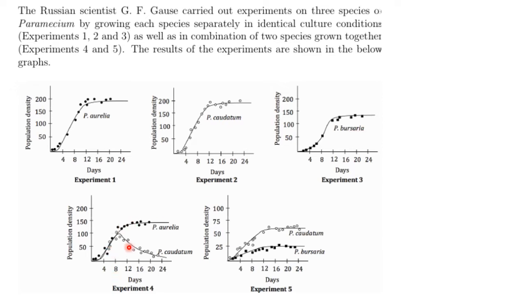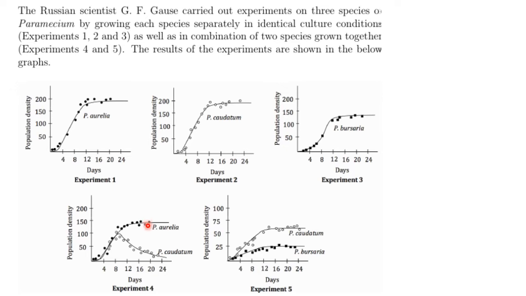Then he grew two different paramecium together, that is Paramecium aurelia and Paramecium caudatum, and Paramecium caudatum and Paramecium bursaria. Now what he observed was, the paramecium grew in the laboratory conditions, but after a certain density of the population, it became steady, that is it reached its carrying capacity, that is the rate of division has slowed down over here, the population is stabilizing. This is the carrying capacity for aurelia, for caudatum and for bursaria.